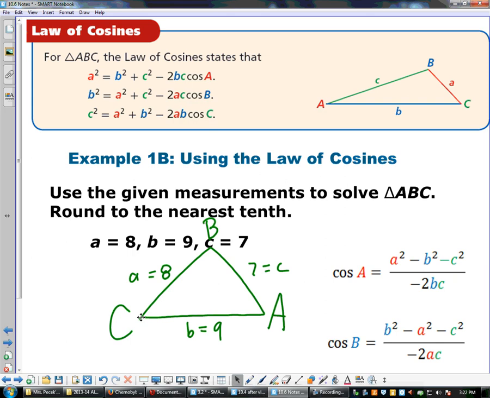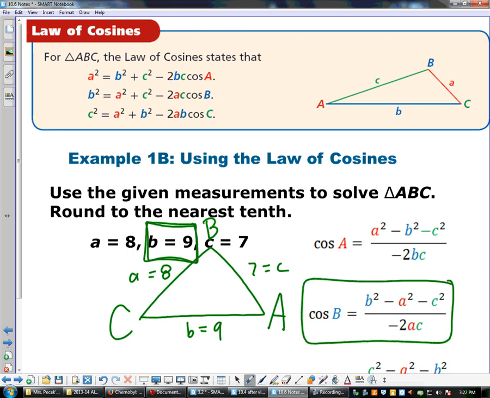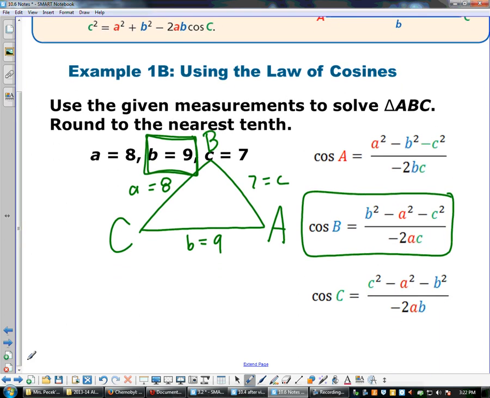At this point, it's easiest to go with these alternate forms that we have here. And what we're going to want to do is always start with finding the largest angle. And you know from geometry that the largest angle is going to be across from the largest side. So that's B. So we're going to want to go with this formula right here. Cosine of angle B is equal to B squared minus A squared minus C squared divided by negative 2AC. So let's write down what that's going to be.